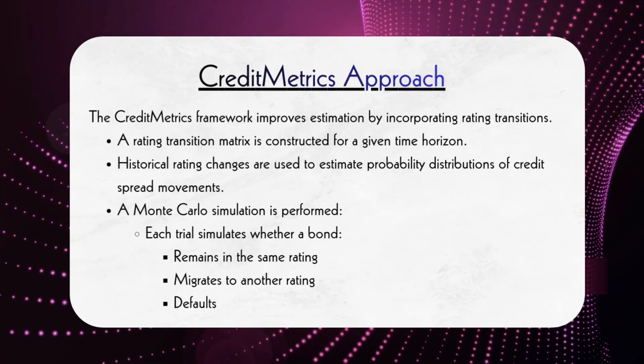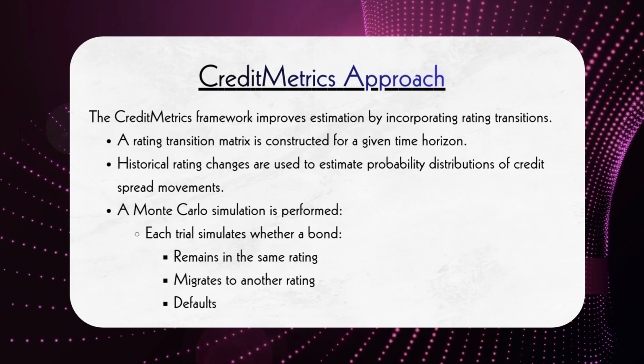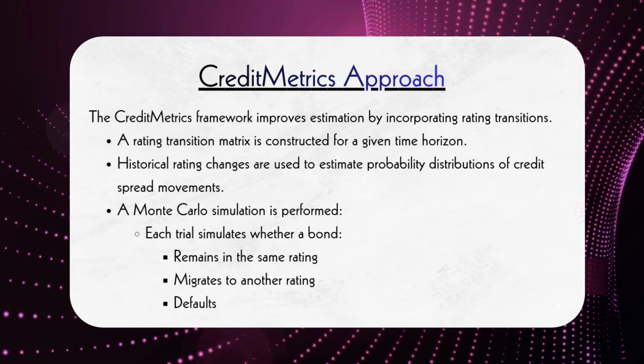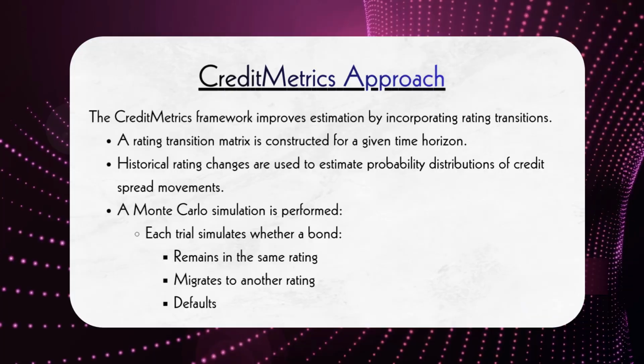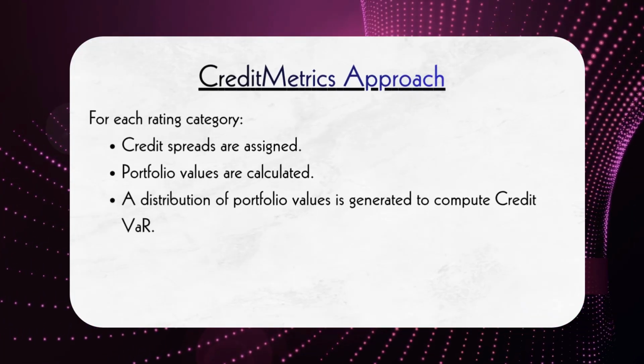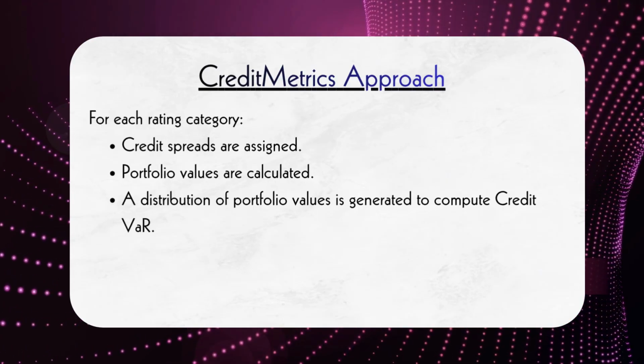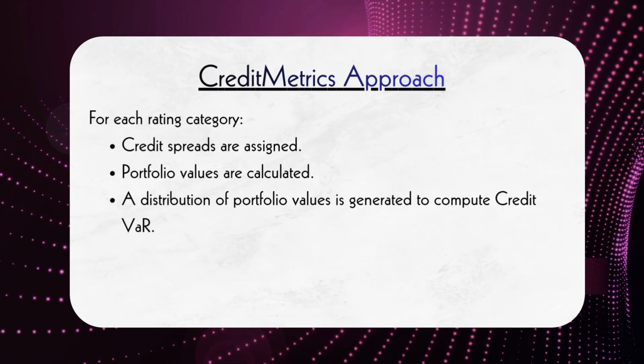Next, we run Monte Carlo simulations. In each simulation, a bond can either stay in the same rating, get upgraded, get downgraded, or default. For each of these outcomes, we assign appropriate credit spreads and calculate the new bond value. Repeating this process many times gives us a distribution of possible portfolio values, from which we calculate credit VaR.